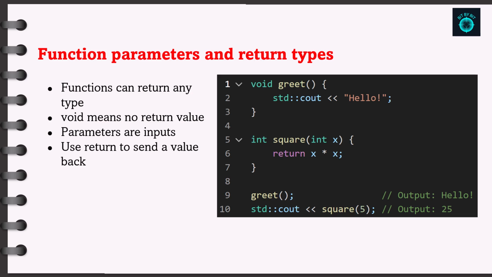In this example, the function greet returns nothing and simply prints hello. The function square takes an input and returns its square. When we call square with 5, it returns 25.